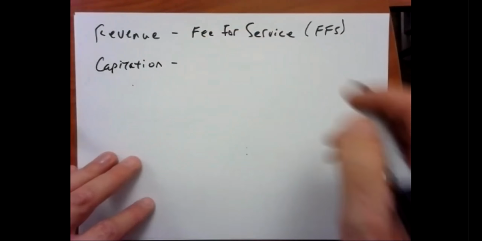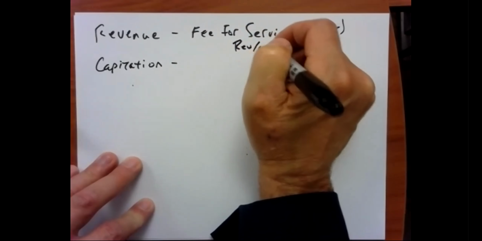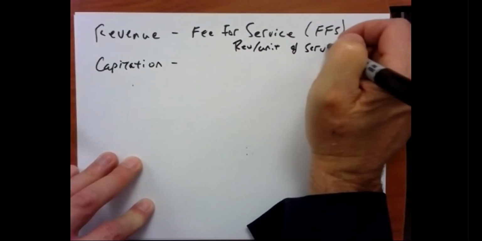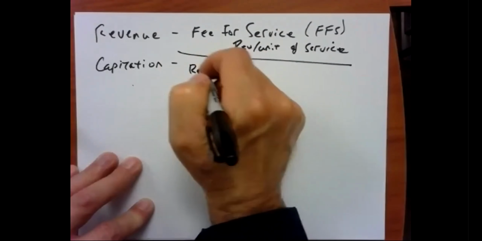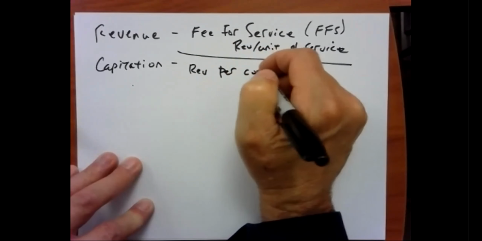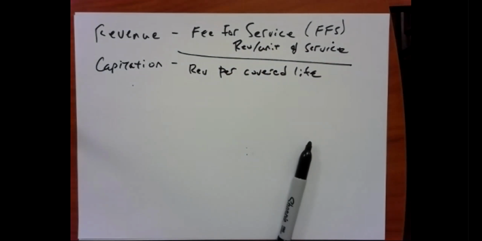Capitation is a revenue per unit of service. Capitation operates on revenue per covered life. So whereas fee-for-service is by far the dominant model in our healthcare economy, a patient comes in, gets a service, and gets a bill for that service. That's fee-for-service, right?